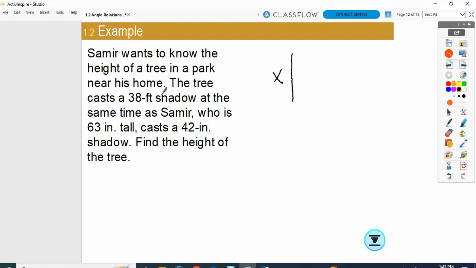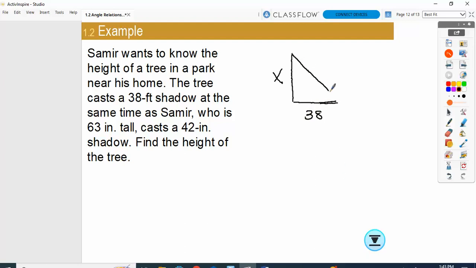Okay, one of the most common questions, because I can promise you that I will put something with a shadow when it comes time for a test or a quiz. And probably 30% of people always miss it. Where does a shadow go? On the ground. People label it as a diagonal all the time. So a shadow is on the ground. So that would be my 38 feet.